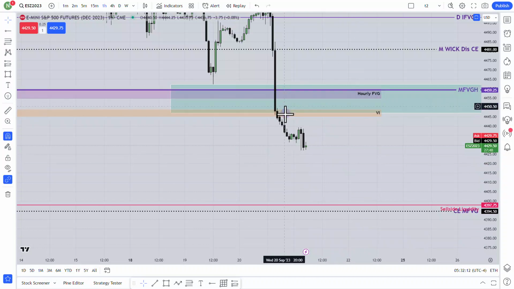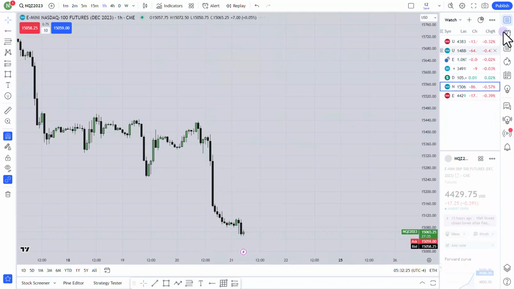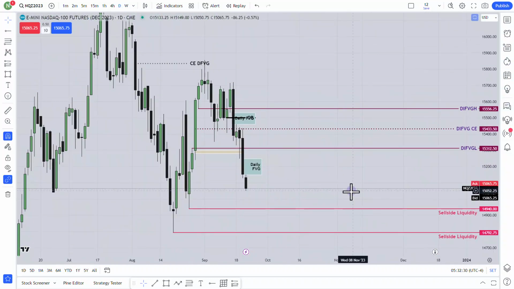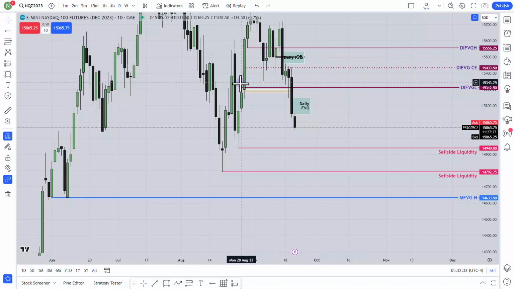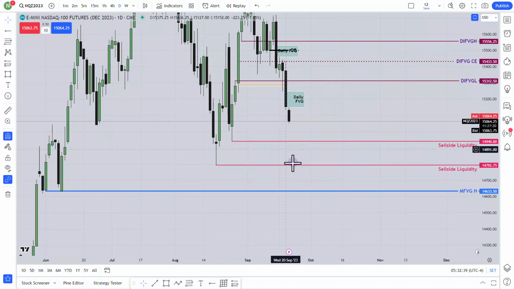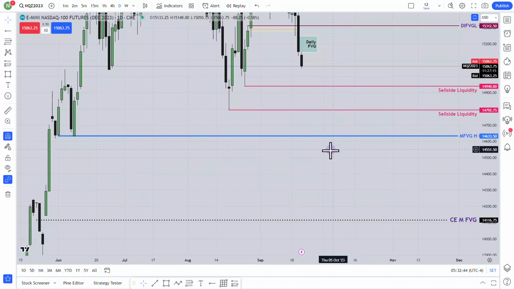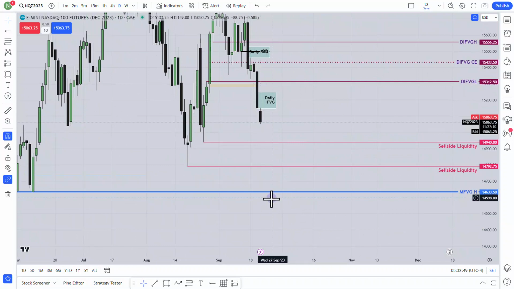But right now I'm really concerned about this gap. So let's go to the Nasdaq. I don't want to go to the 15-minute chart. So this is the Nasdaq chart, and as you see, it has actually traded away from this daily fair value gap, and right now it's going towards this sell side liquidity. In S&P, you have seen that the market is already inside this monthly fair value gap, but Nasdaq is too far from the monthly fair value gap.